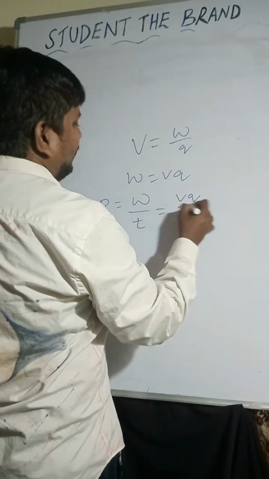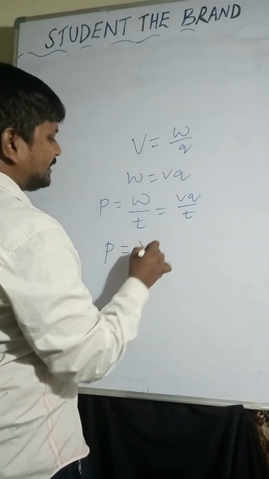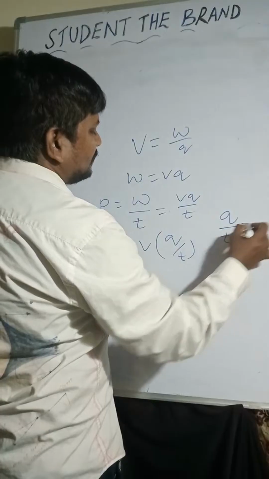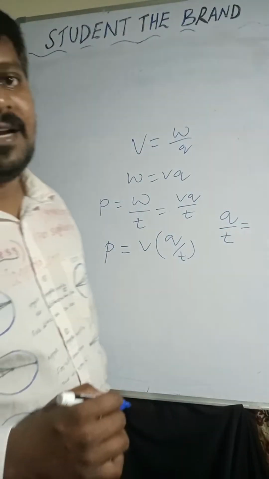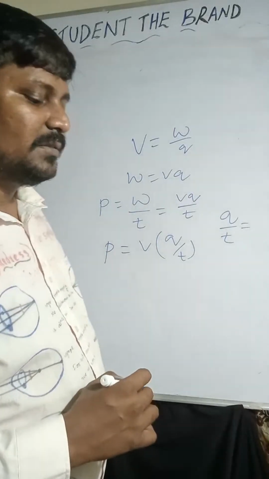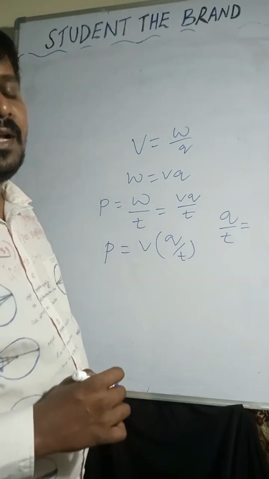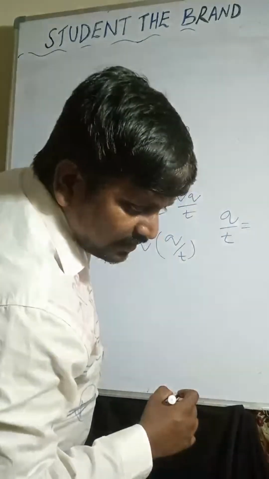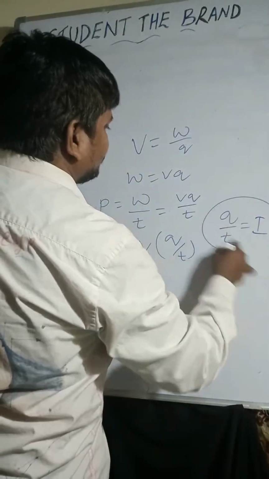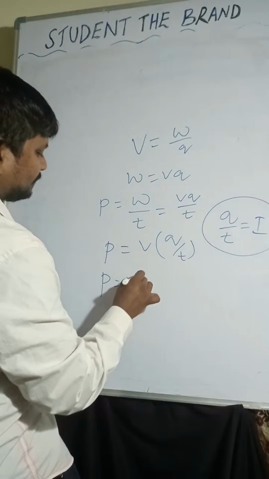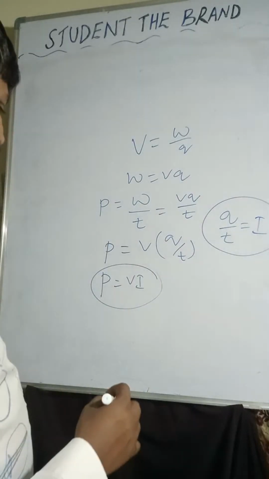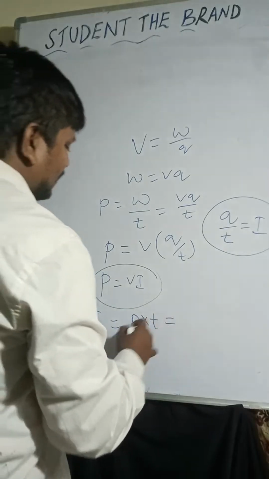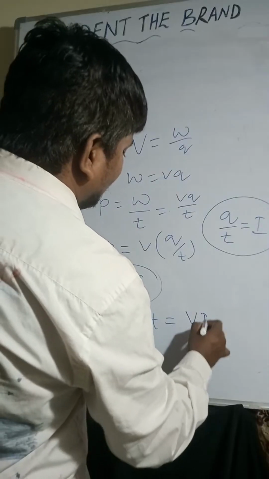Now VQ by T, we know rate of flow of charge. What is the rate of flow of charge? Anybody? I will give 5 seconds. 1, 2, 3, 4, 5. Wow. Navid, correct. Current. So P equal to VI. Whatever energy is given to the conductor within a particular time, that is VI into T.